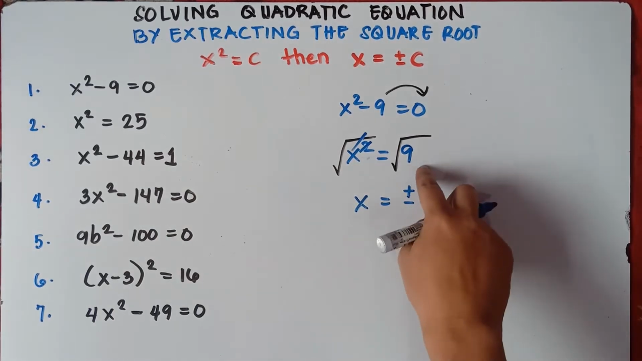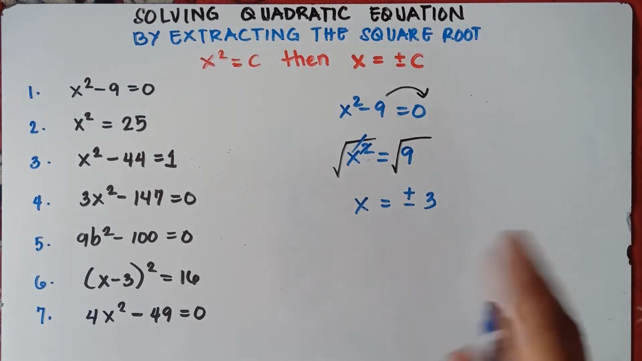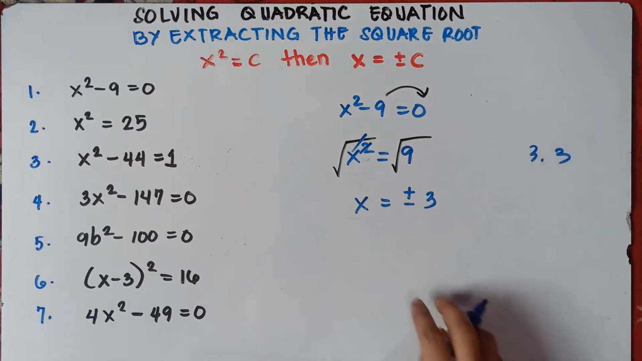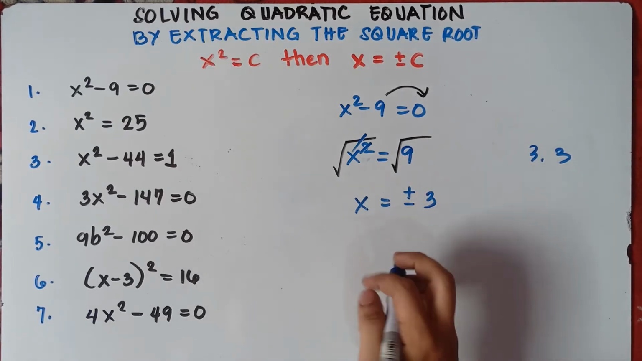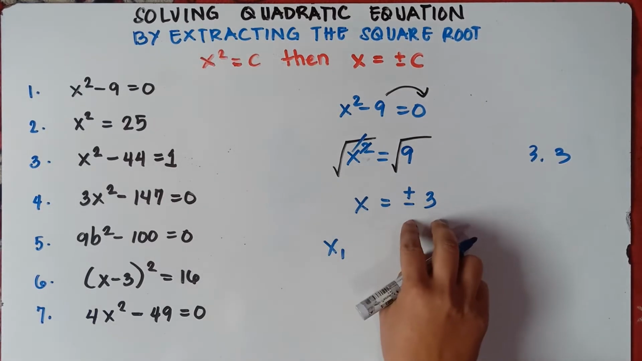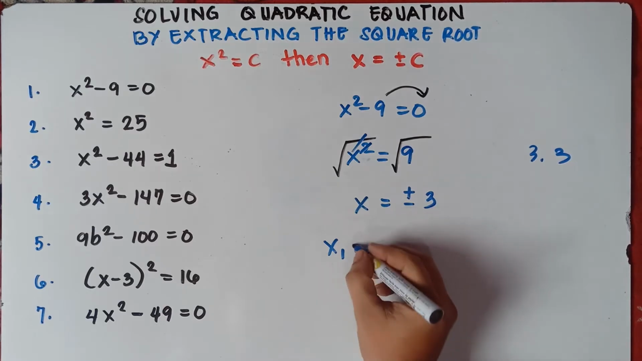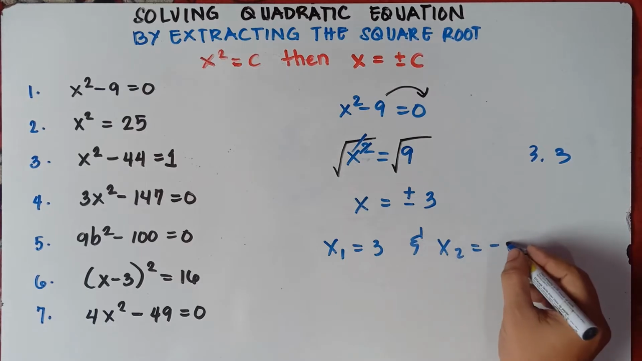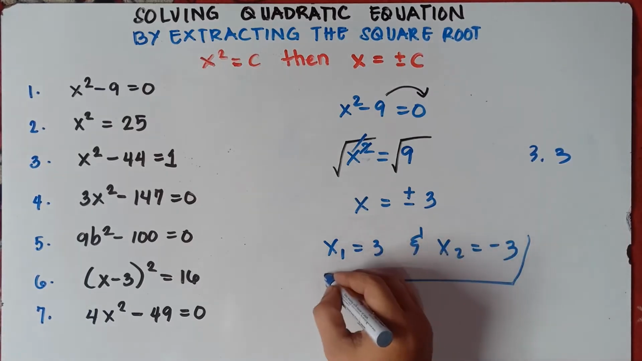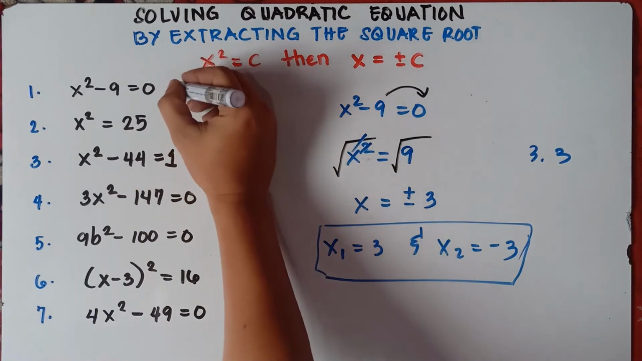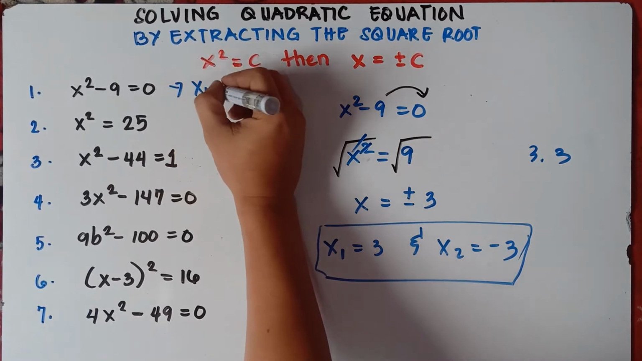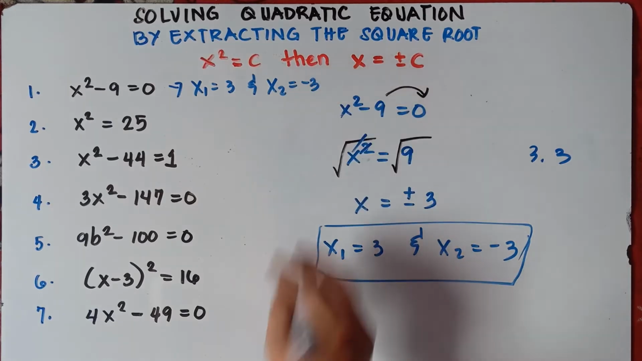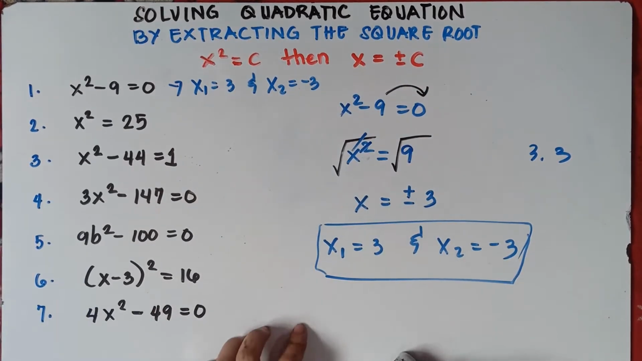To get the square root of 9, you think of a number that when multiplied by itself gives 9. Of course, that's 3 times 3, so the square root of 9 is 3. You have two answers: x sub 1 is positive 3 and x sub 2 is negative 3. That's it, class. Easy for number 1, right? So our roots are x sub 1 equals positive 3 and x sub 2 equals negative 3. Alright, let's try number 2.